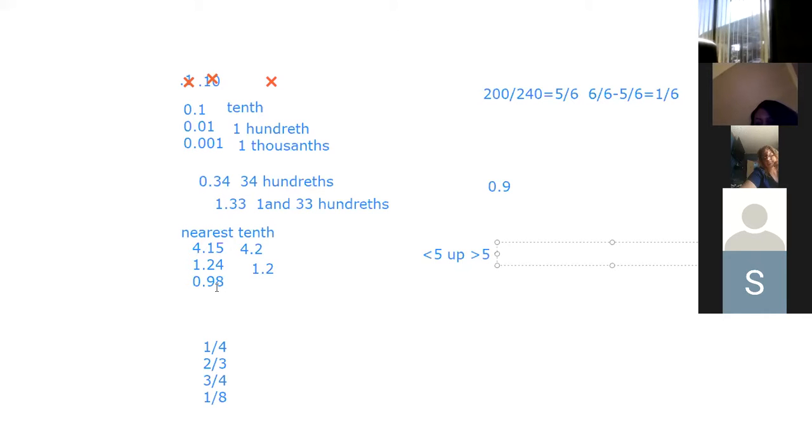Okay, I'm going to round 0.98 to the nearest tenth. What is that? It's going to be 1, right? Because we go to the nearest tenth, we're going to change that 9 to a 0, and so that would be 1. All right. So let's look at our rounding exercises.